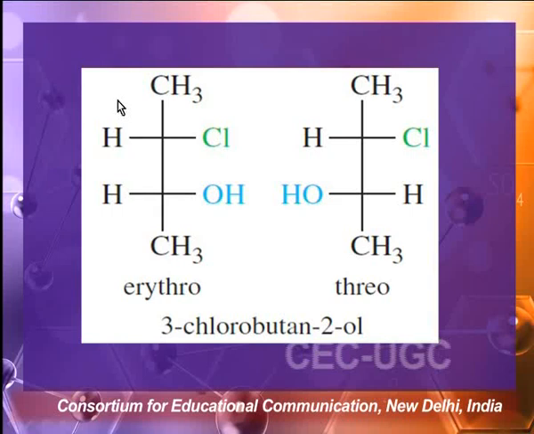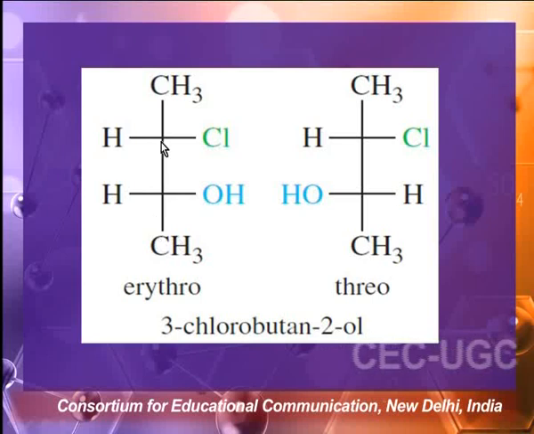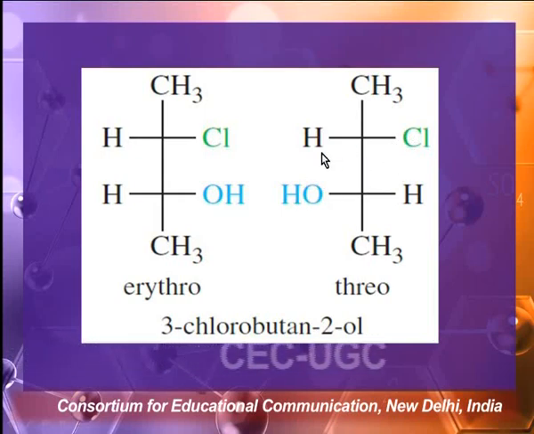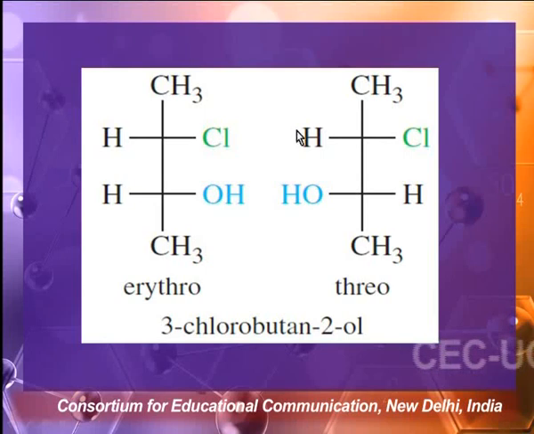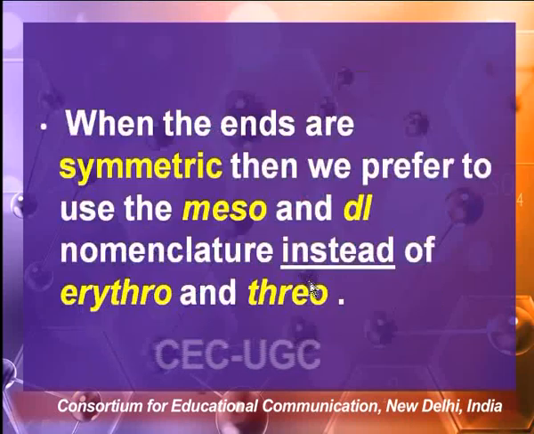And what we find here is that the two identical groups, H, are on the same side of the horizontal bonds, so it is given the erythro nomenclature. Whereas in the threo form, the two identical groups, which are hydrogens, are on the opposite side of the horizontal lines. So this is given the erythro notation, and this is given the threo notation.